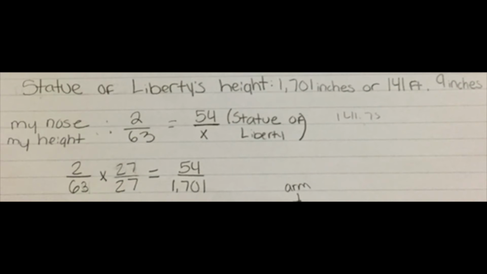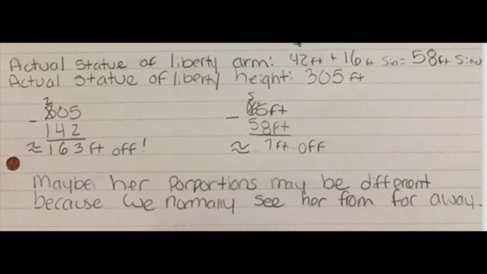So that's how I solved the problem using my own proportions. Then I actually looked up the actual Statue of Liberty's arm, and it said 42, and then I had to add in the length of the hand, so that would be 42 plus 16.5, or 16 feet 5 inches, or 6 inches, I don't remember. It would be 58 and 5 inches. Then I subtracted that from what I found, which was 65, and I was about 7 feet off.